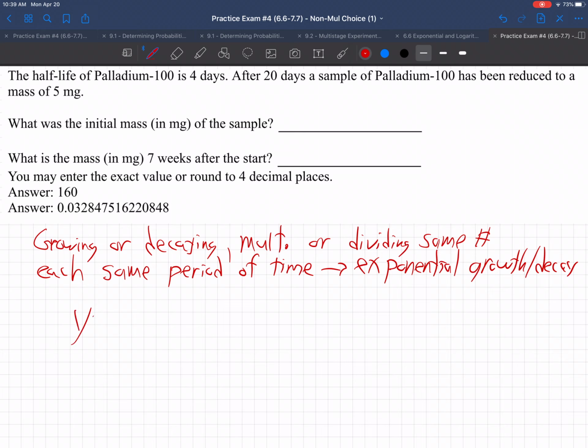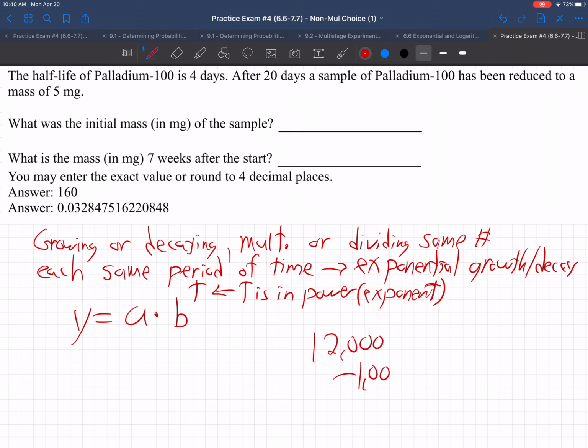And we use the formula y equals a times b to the t, meaning the t is in power. It's an exponent. That's why we call it exponential, because it's powerful, it's fast, things happen quick. So that's different than if it was just adding or subtracting. We said, hey, we've got a car, it's worth $12,000, but it's dropping by $1,000 each year. It goes down in value by $1,000 each year.